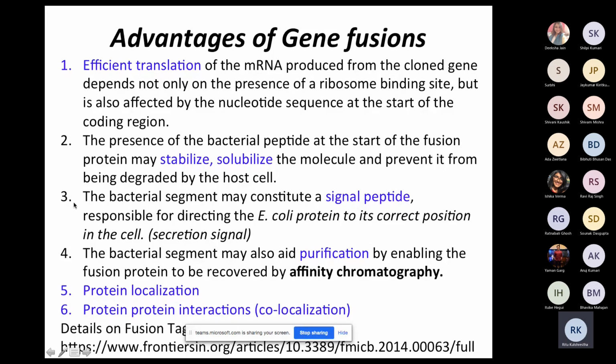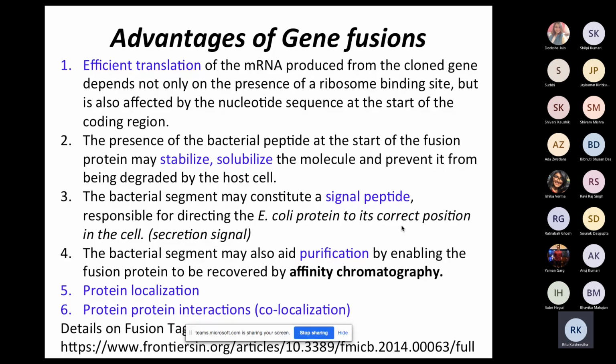Then these tags are also added because some of them can also act as signal peptides. That is, they can direct the protein to a particular place within the cell. And mostly it is the secretion signal, because if your protein is overexpressed and it is secreted out of the cell, then obviously it becomes very easy to purify the protein.